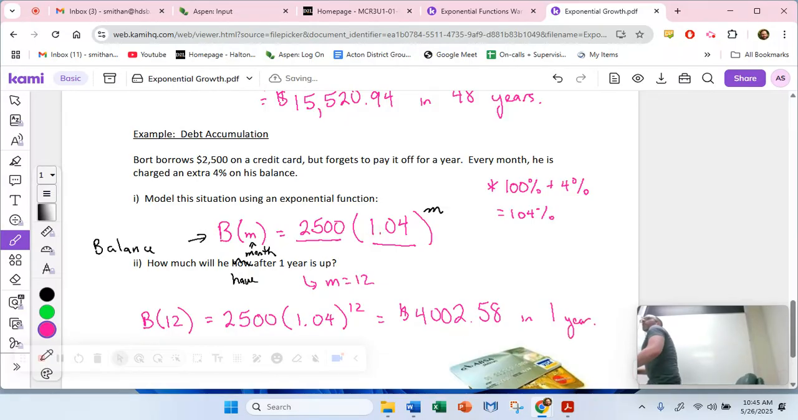Did you guys get just over 4,000? The dangers of just putting money on credit cards and letting them grow. We'll explore that more next unit.